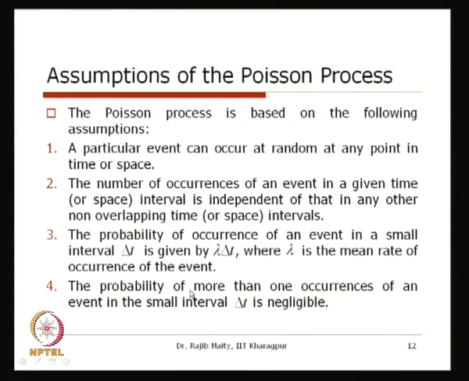The probability of more than one occurrence of an event in the small interval delta t is negligible. So what we are talking about is a single occurrence in this small time interval delta t. So the probability of more than one occurrence of an event in the small interval delta t is negligible.